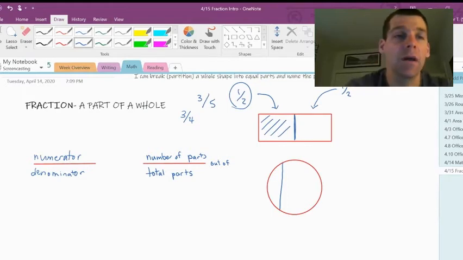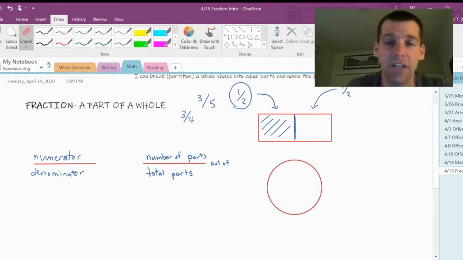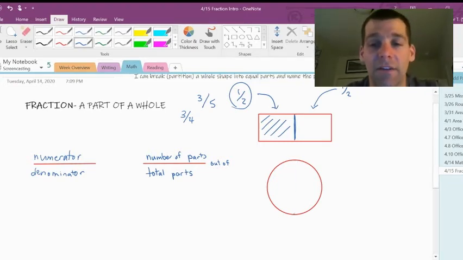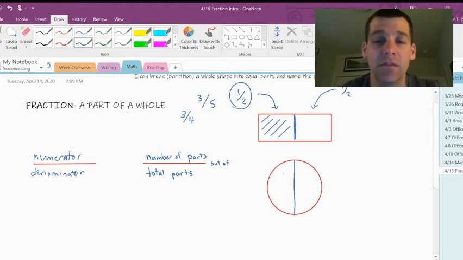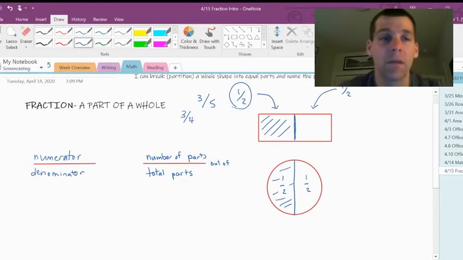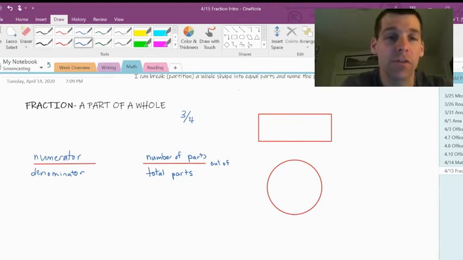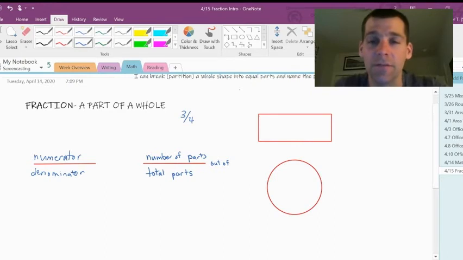You can divide shapes into any number of parts. Again, I'll go back here and make this into halves so you can see that. This would be 1 over 2, and this would be 1 over 2. We're talking about this 1/2 out of my two total parts. I can divide shapes into any number of parts. So instead of 1 out of 2, let's do this one here, 3 over 4, or 3 out of 4 total parts.